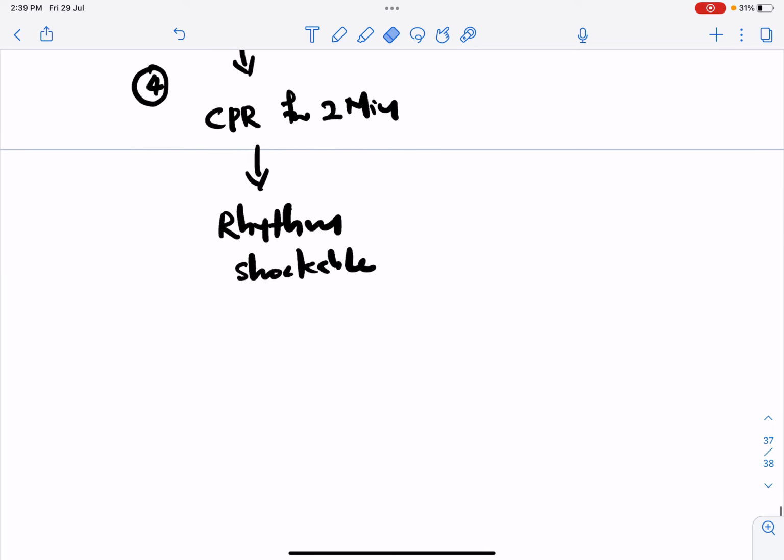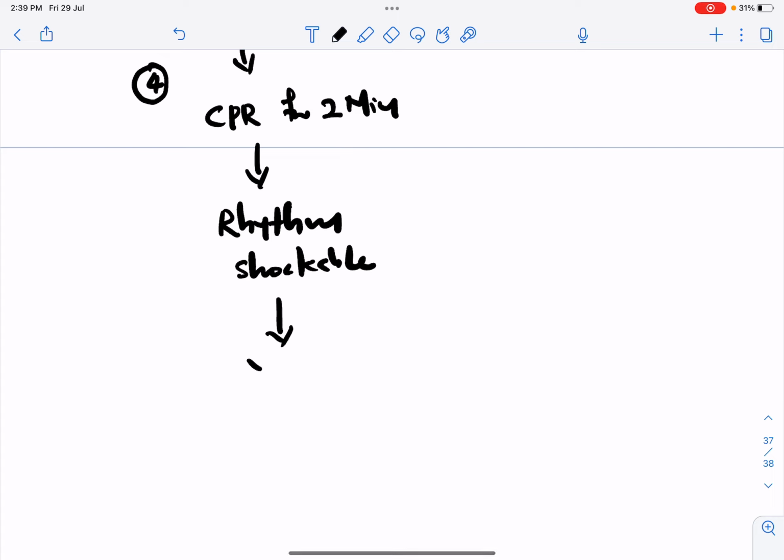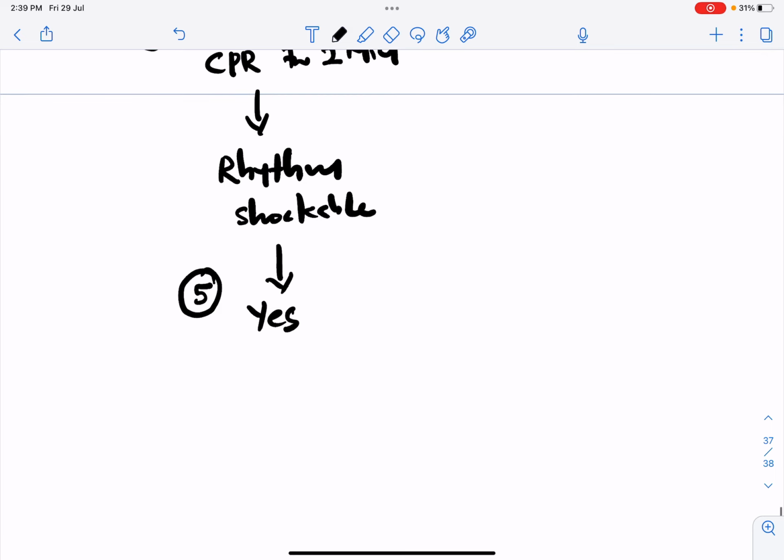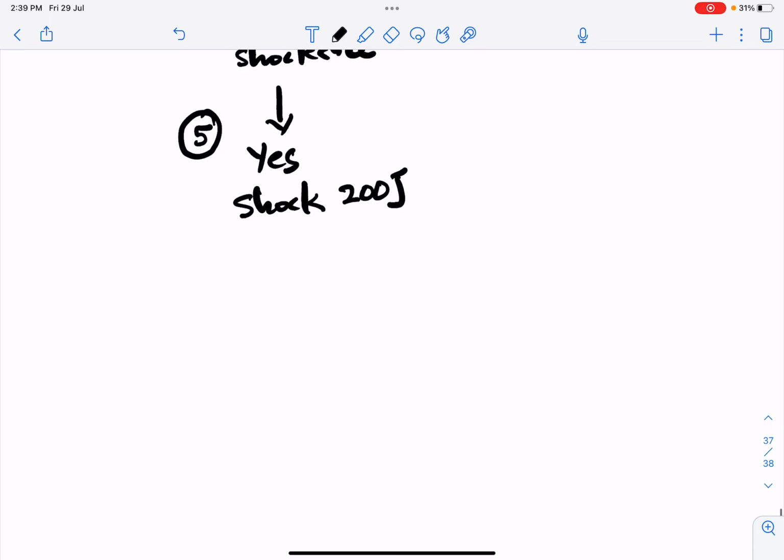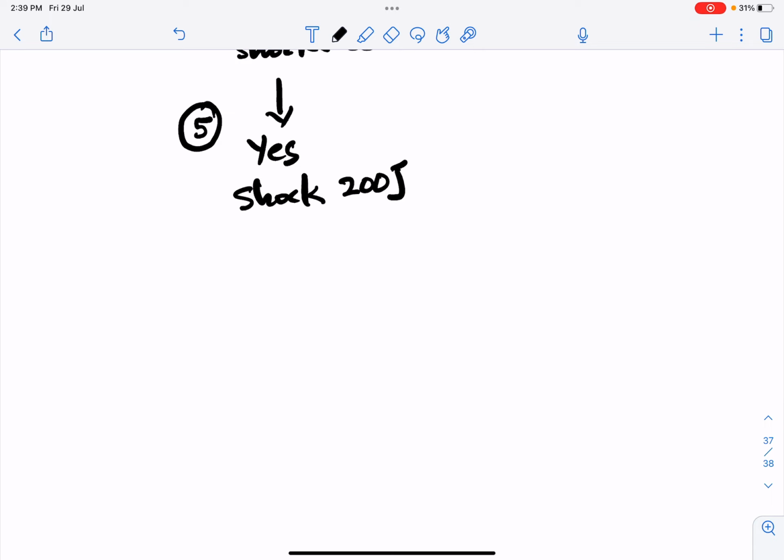Okay, now again you find a shockable rhythm. If it is yes, that is the fifth step. You find a shockable rhythm again. You have to give shock, assuming you are using a biphasic defibrillator at 200 joules. Once you're done with the shock, you have to continue CPR for 2 minutes.